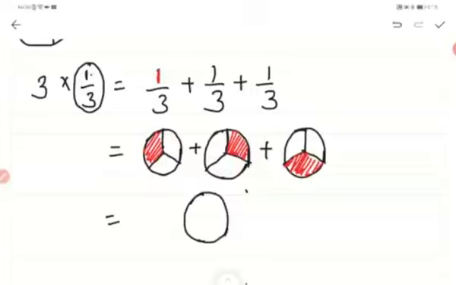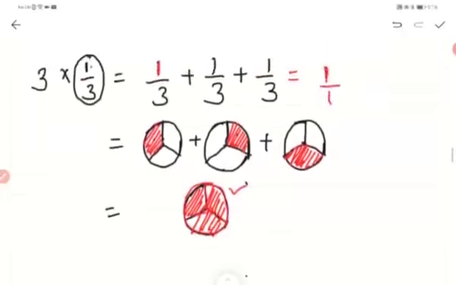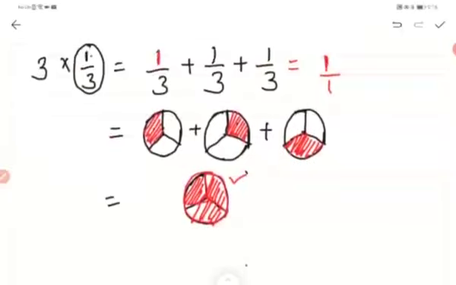like this. So what 3 parts are you taking? What happens if you are adding all the 3 parts? All the 3 parts will get meshed, isn't it? So this becomes full. So 3 into 1 by 3 is how much? 1, isn't it? So we got a full circle with all the parts meshed. So this will give you 1. In this way you are representing that pictorial representation, how you are multiplying.